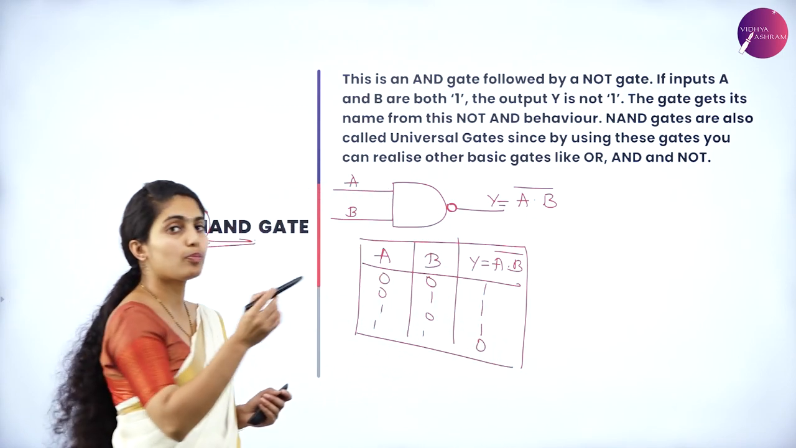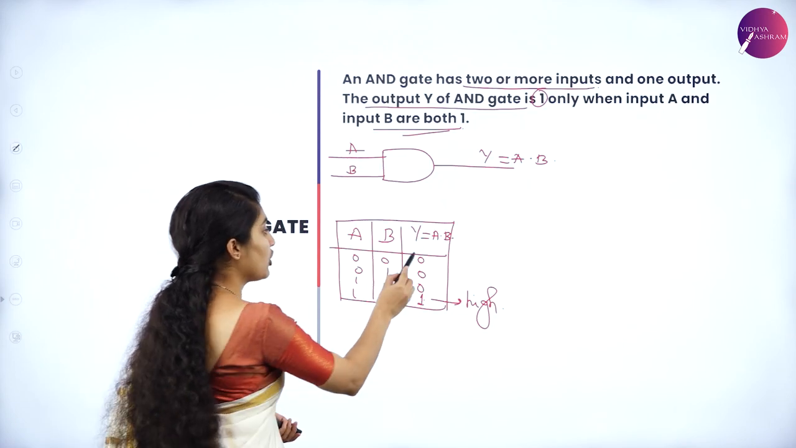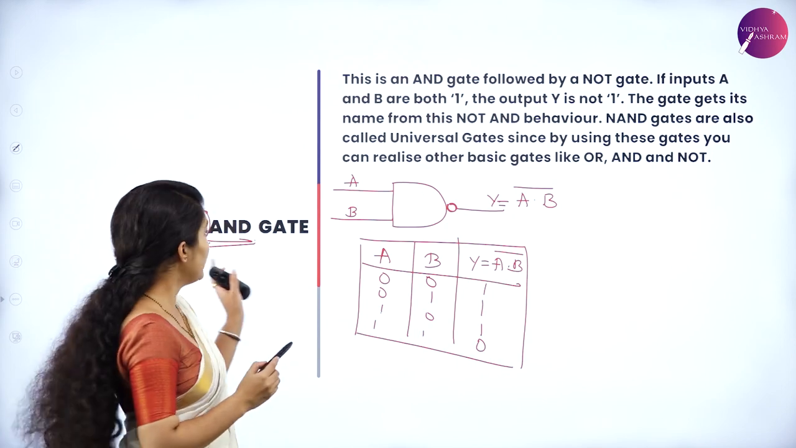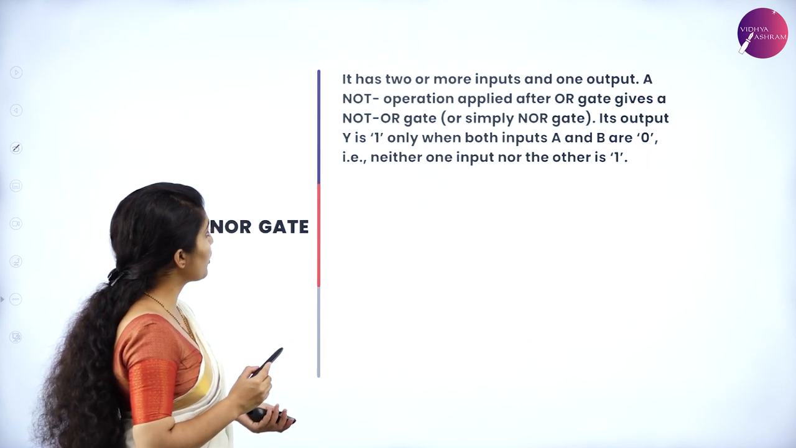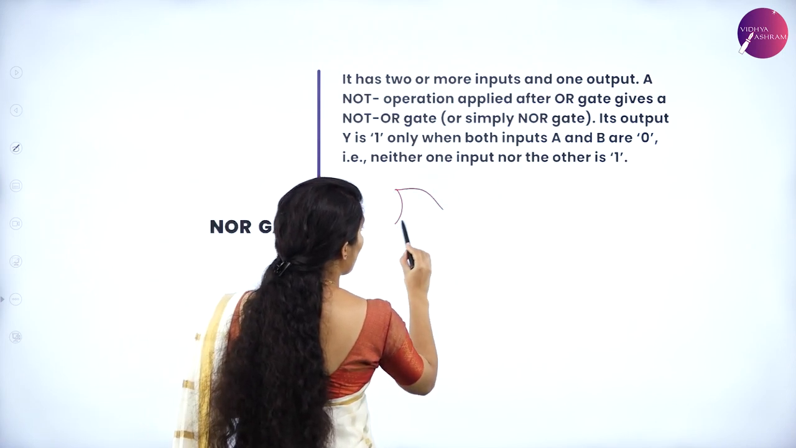So, this is the opposite of your AND gate. You can see 1, 1, 1, 0, whereas you have your AND gate as 0, 0, 0, 1. Okay. So, that's all about your NAND gate. Next, we are going on to the NOR gate. The NOR gate is the opposite of your OR gate.